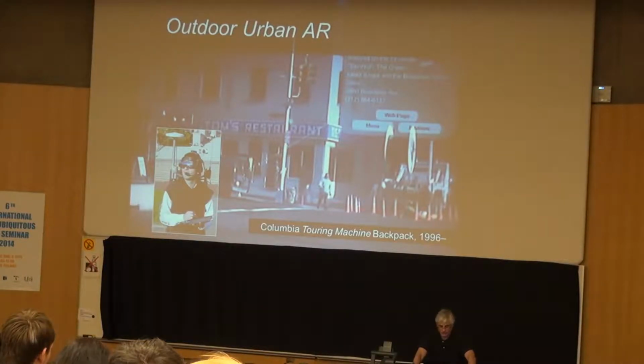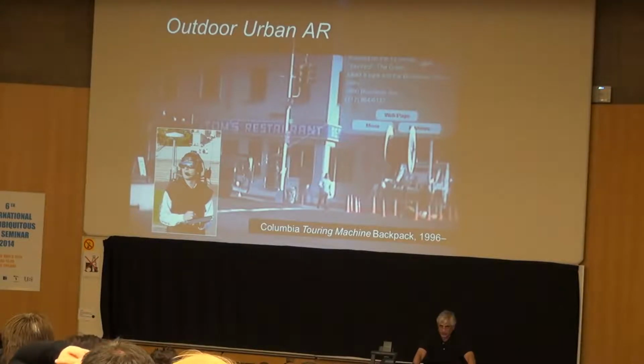So what can we do outside? One thing we can do is to give you information about the world around you. It might be sort of the information that you'd like to have as a tourist. And this is an example of a system that my students and I built starting in the mid-90s. The version that we're seeing over here is actually a little bit later. This is 2001.